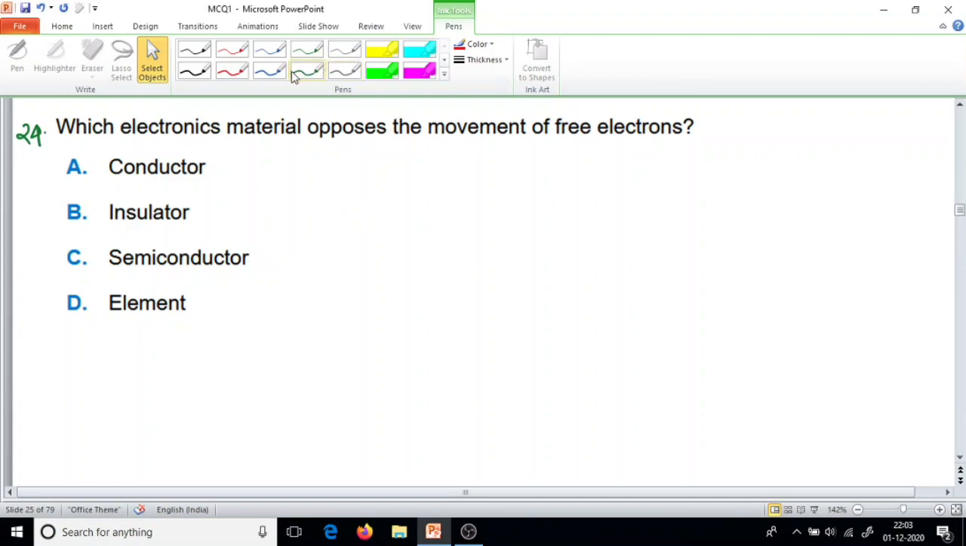Question number 24. Today most of the questions are very simple, but these questions could make you confused. So it's always better to practice. Which electronic material opposes the movement of free electrons? Insulator opposes the movement of free electrons.